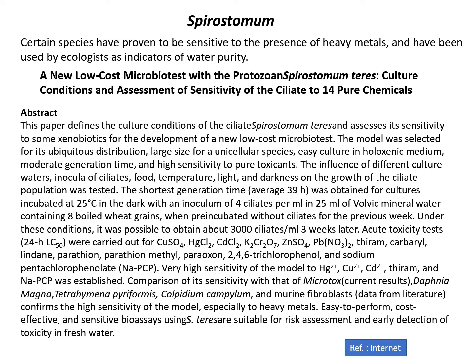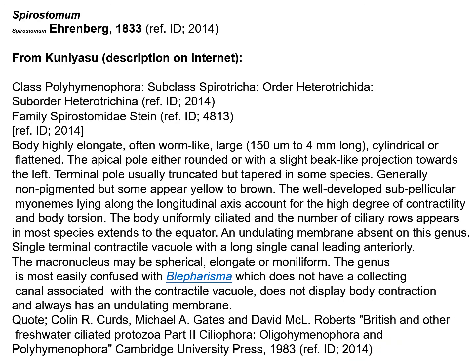Several species of Spirostomum have proven to be quite sensitive to the presence of heavy metals and some other toxins, and have been used by ecologists as indicators of water purity. This descriptive slide and the 2 other slides to follow may prove useful for reference purposes.